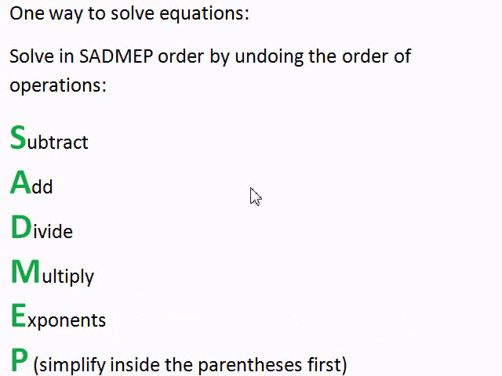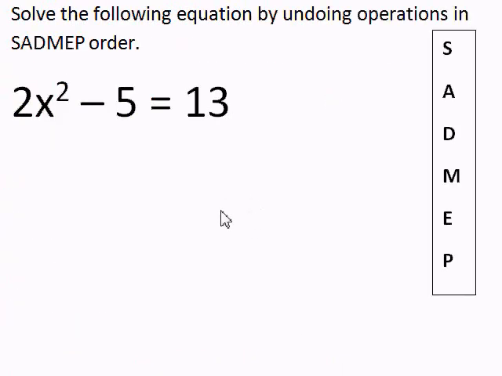So this all brings us to our objective of today, which is to solve a quadratic equation using square roots. The way we're going to solve using square roots is we're going to solve our equations in the reverse order of operations, or in SADMAP order. I went ahead and wrote down what the S, the A, the D, the M, the E, the P stand for, and we're going to work an example here in a second. So we're going to solve the following equation by undoing operations in SADMAP order.